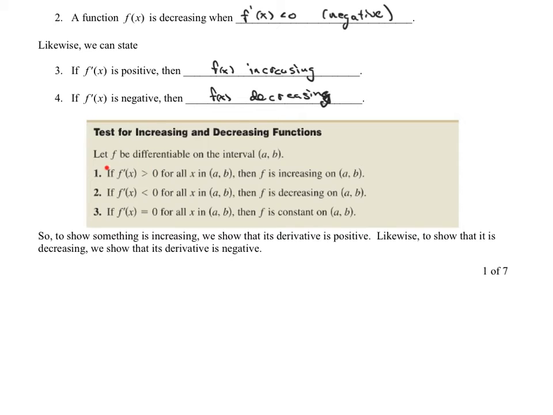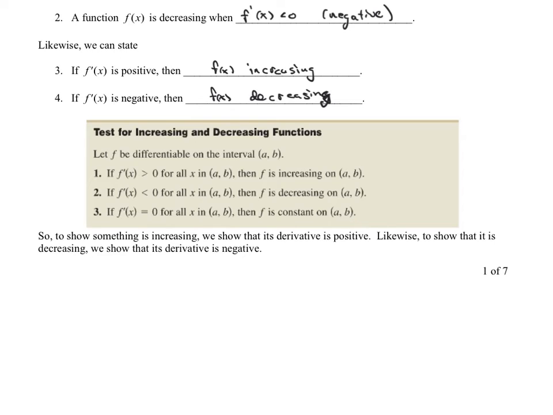So, if a function is differentiable on an interval, and its derivative is positive in that interval, then we know it's increasing in that interval. If the derivative is negative in that interval, we know it's decreasing in that interval. And if the derivative is equal to 0, we know that it's constant.